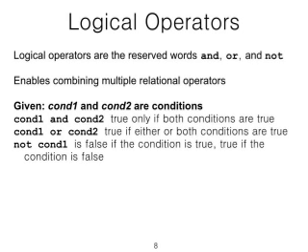The second one is the OR operator. It returns the Boolean value of true if either one or both of the conditions are true. The third one is a NOT operator. It returns false if the condition is true. It returns true if the condition is false.